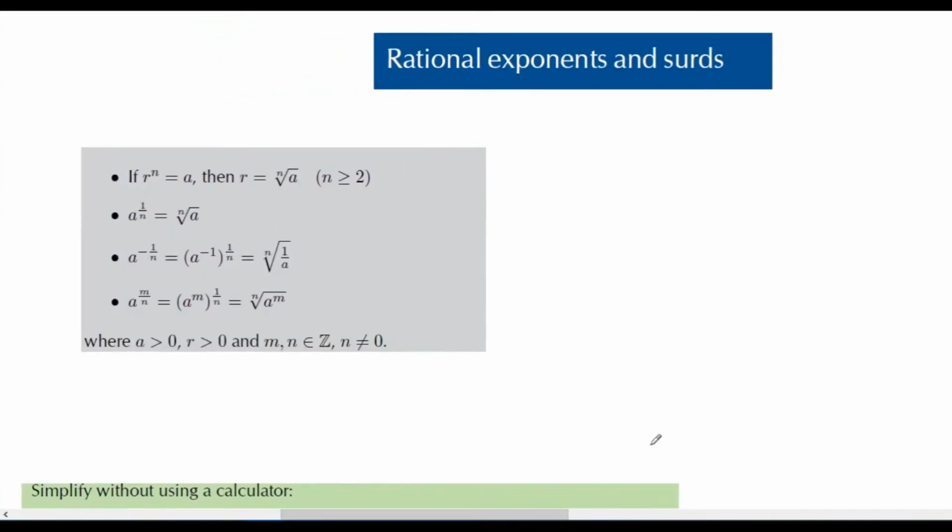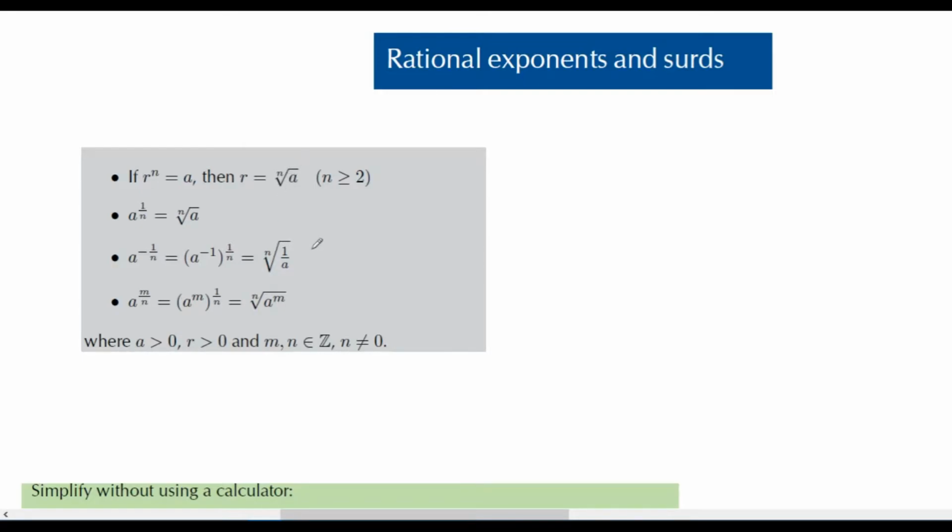Right, next part. Everything up until here has just been revision, and I really don't want to make this video too long, but let's jump into the first part of grade 11 work. We have rational exponents and surds, basically the same thing. So surds, what are surds? Surds are these little square roots over here.